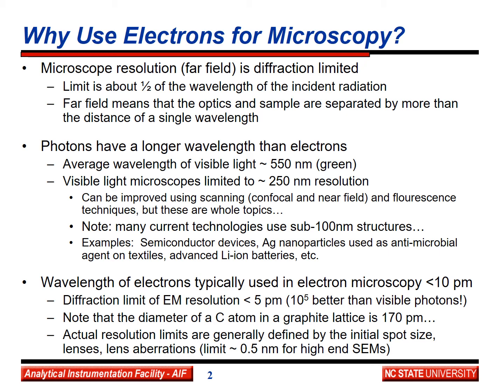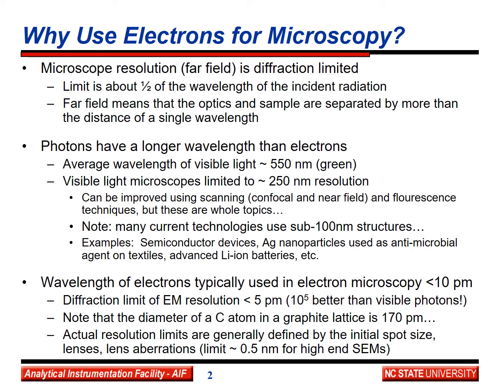The wavelength of electrons typically used in electron microscopy is on the order of 10 picometers or less, and this includes both highly energetic electrons that we would find in a transmission microscope, as well as the more moderately energetic electrons that we find in a scanning microscope. This means that the diffraction limit of electron microscope resolution is on the order of 5 picometers, which is a factor of 10,000 better than visible photons.